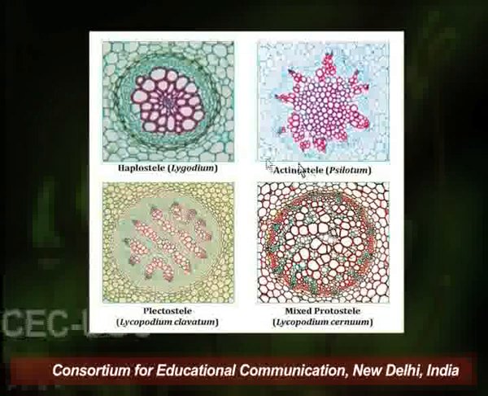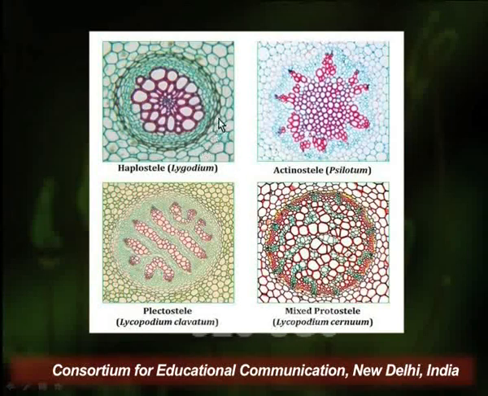Here in the diagram, we could see some of the different types of protostele. Although the sections are from different pteridophytes, this will help us understand how these protosteles look. So, this is a haplostele. Here in the actinostele, the xylem is found in a star shaped structure. In plectostele, the xylem is found in patches of plates, and in mixed protostele, the xylem and phloem are interspersed with each other.